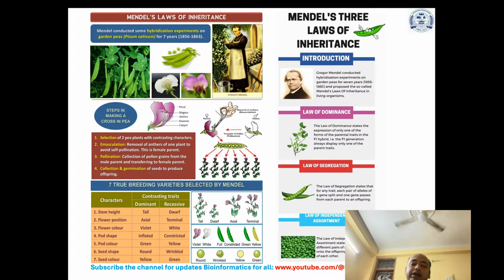Then it comes to the characters. The seven true breeding varieties selected by Mendel were for stem height, flower position, flower color, pod shape, pod color, seed shape, and seed color. The contrasting traits, dominant and recessive, were: tall and dwarf, axial and terminal, violet and white, inflated and constricted, green and yellow, round and wrinkled, yellow and green.